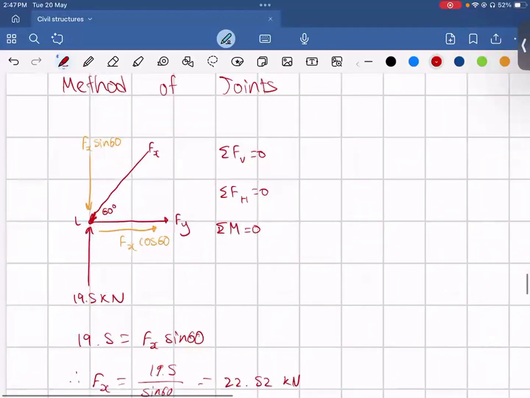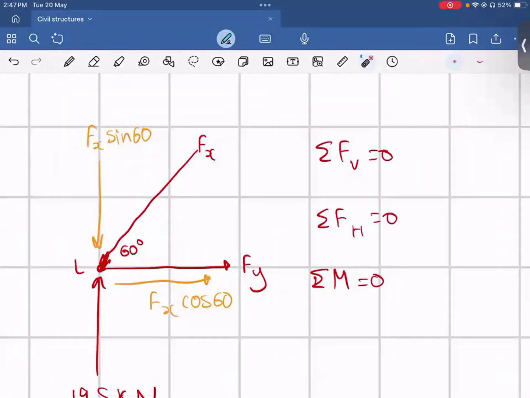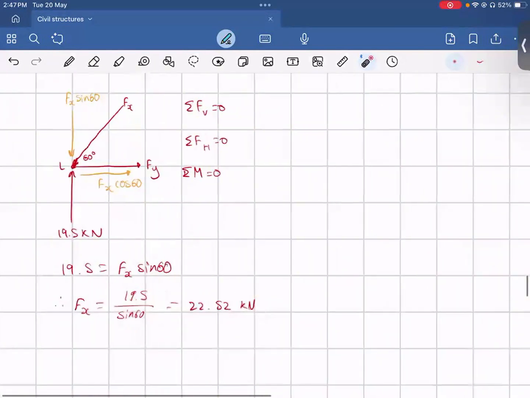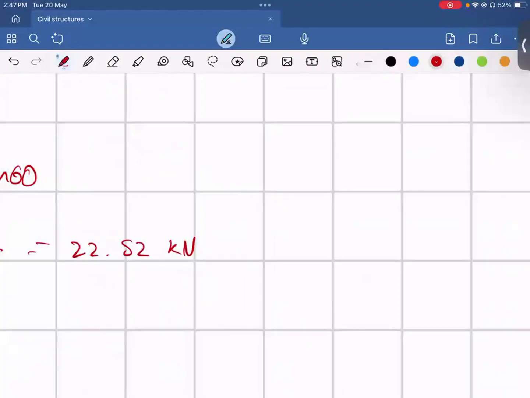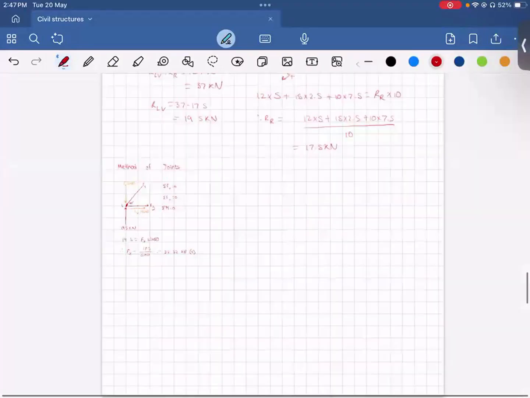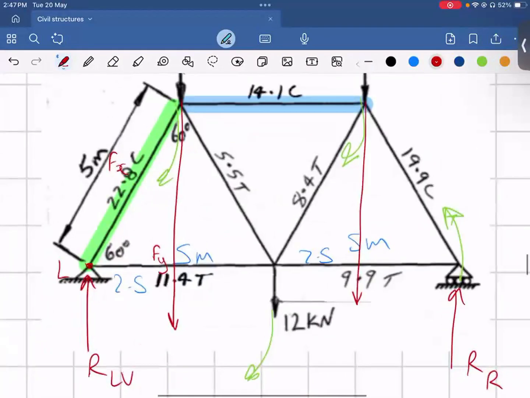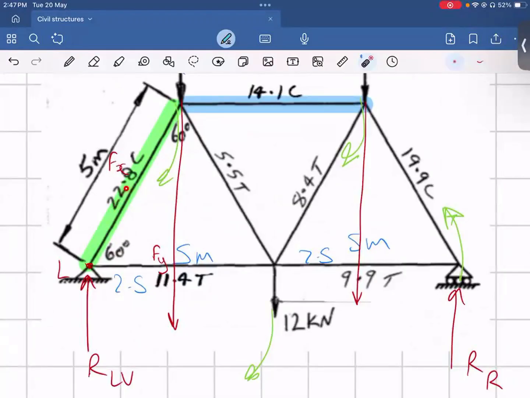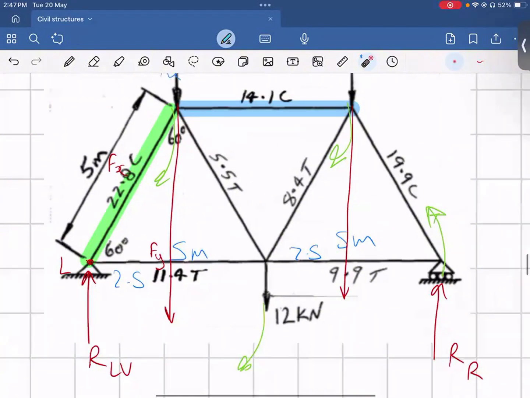Now, looking at the arrowhead, when the arrow goes away from a point, that means it's in tension. But since in this case we have determined that it's going towards the point, we know that this is going to be in compression. And that's what we have as our answer over here, 22.5 kilonewtons in compression. So that's how we do method of joints.